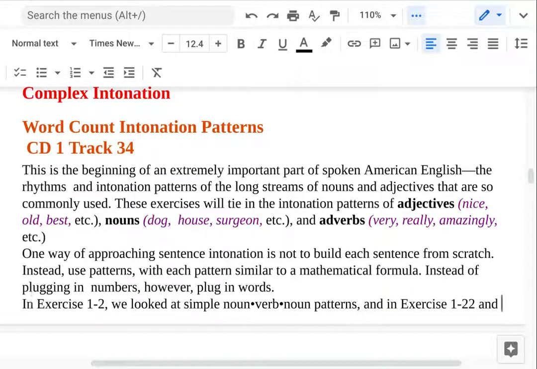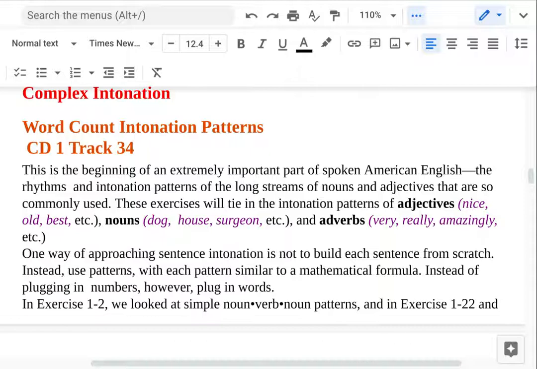One way of approaching sentence intonation is not to build each sentence from scratch. Instead, use patterns, with each pattern similar to a mathematical formula. Instead of plugging in numbers, however, plug in words. In exercise 1-2, we looked at simple noun-verb-noun patterns, and in exercises 122 and 123, the syllable count intonation patterns were covered and tested. In exercises 124 to 137, we'll examine intonation patterns in two-word phrases.